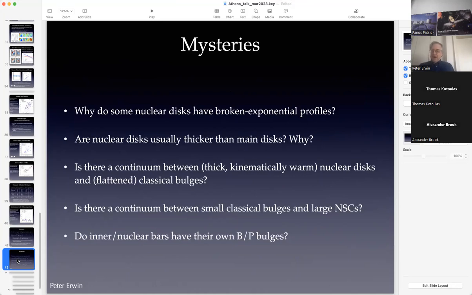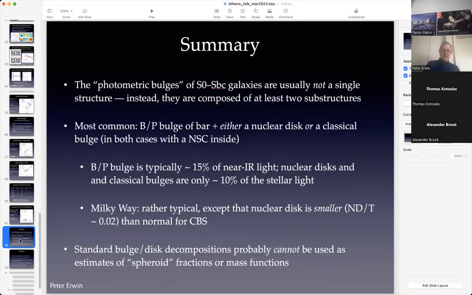Things we don't know anything about that are puzzling us. Why do some nuclear disks have broken exponential profiles? Are nuclear disks usually thicker than main disks? Is there a continuum between nuclear disks and classical bulges? Is there a continuum between classical bulges and nuclear star clusters? And again, something I only briefly touched on, do nuclear bars have their own BP bulges, which we're seeing some evidence for? And I'll leave you with a summary so you can read the summary. And thanks for listening.